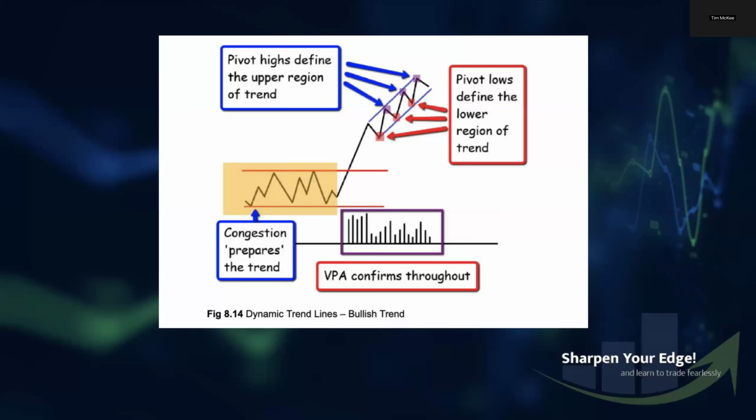If we break to the downside, then it is a trend reversal from a primary bullish trend to a primary bearish trend. We exit our position at that point. But if it is a trend pause and the trend continues on a break higher, then we hold our position and start the process of building our dynamic trend lines once more.